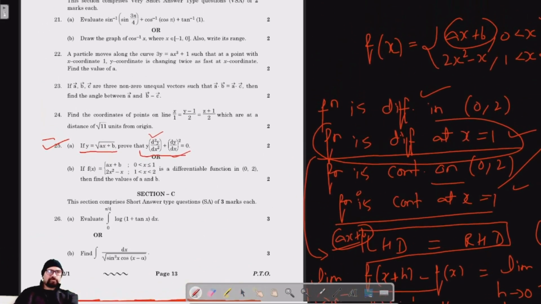That solves our question number 25. And let's move on to section C.